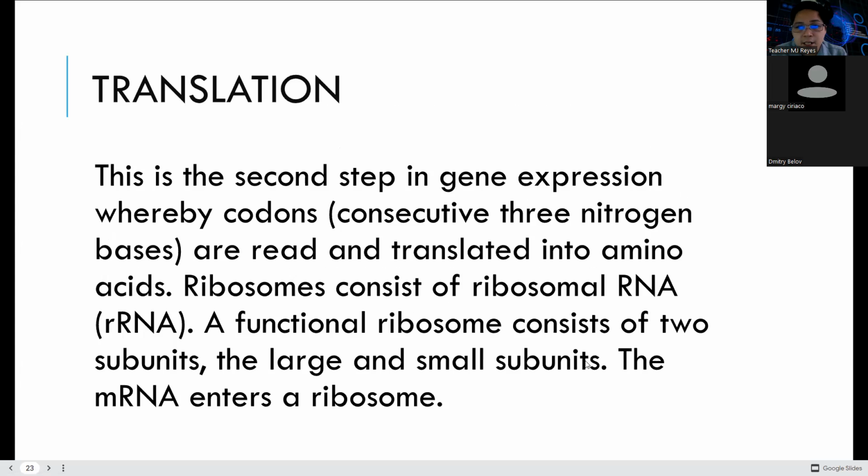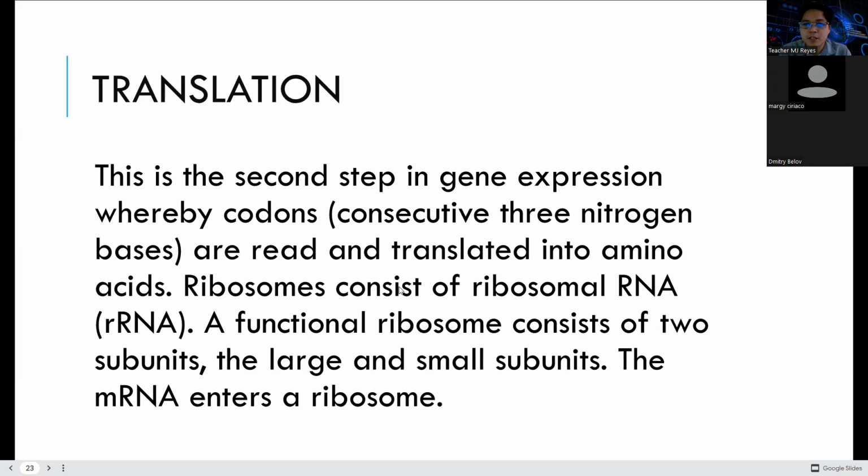The second phase is the translation. This is the second step in gene expression, whereby codons, the consecutive three nitrogen bases, are read and translated into amino acids. This is the time now that we actually decode. If mRNA carries the information in the transcription phase, in the translation phase we now translate the code into a particular protein.